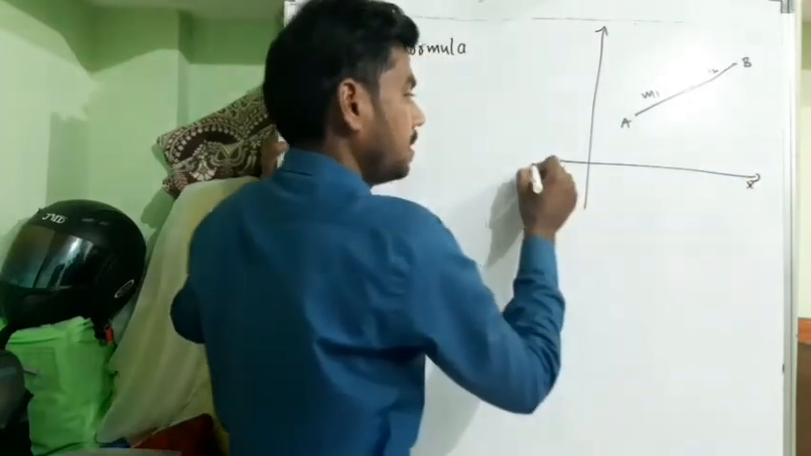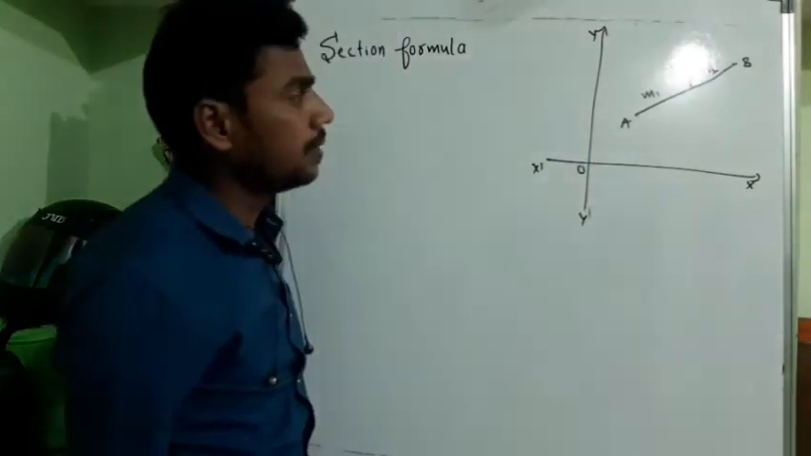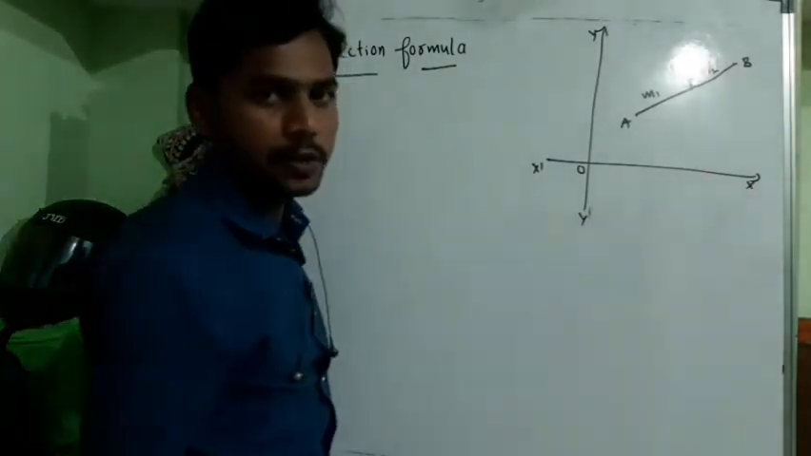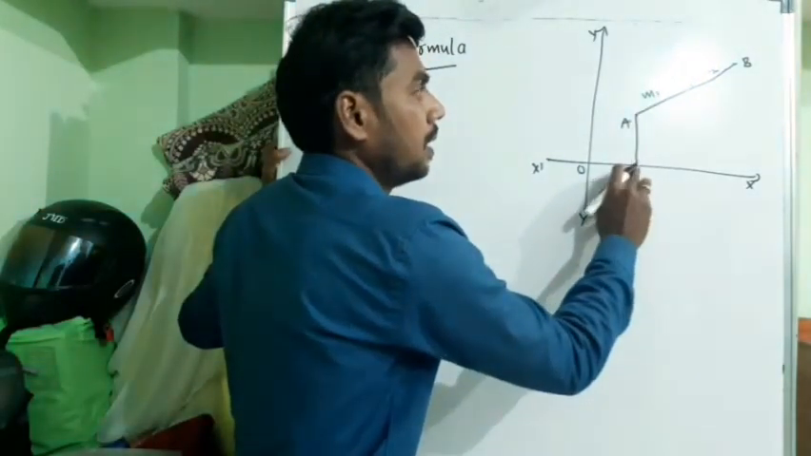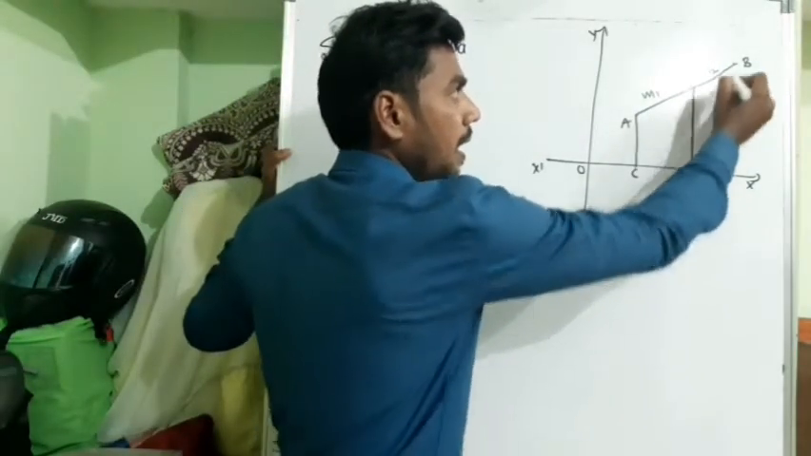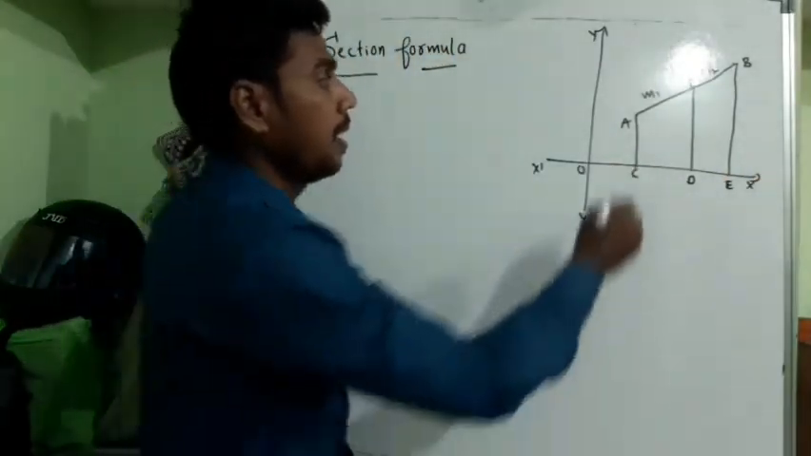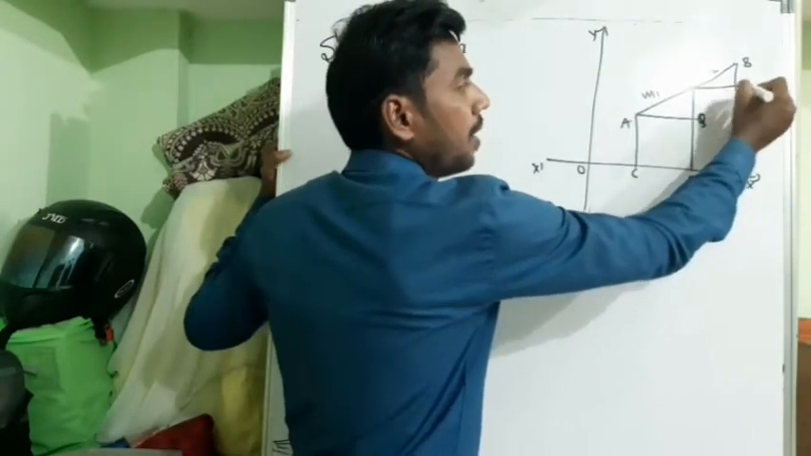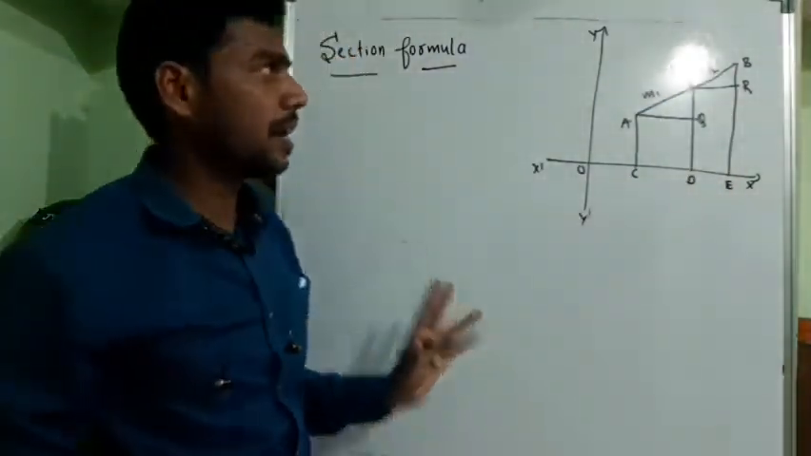So this is X', Y', and this will be your origin. To define the section formula, we need to do some constructional arrangements. What are those? Draw AC, PD and BE perpendicular to the x-axis, and AQ and PR perpendicular to PD and BE respectively. That is the constructional arrangement that you are going to do.